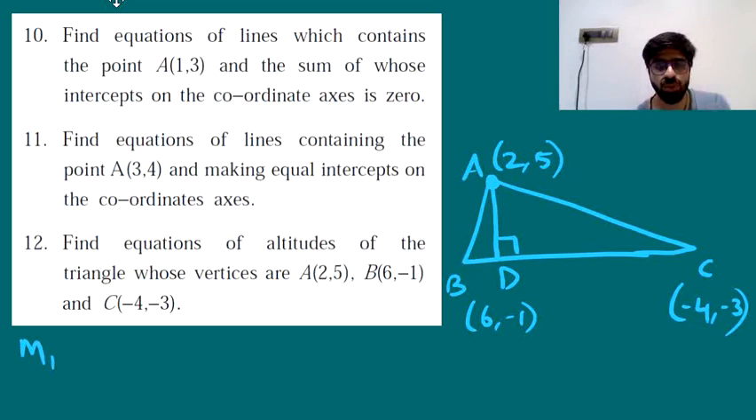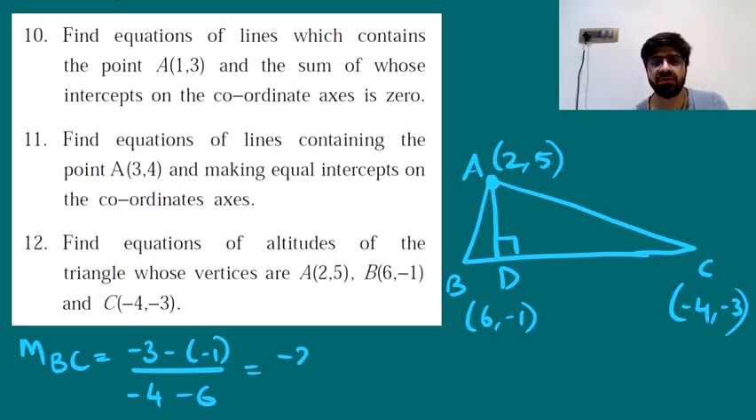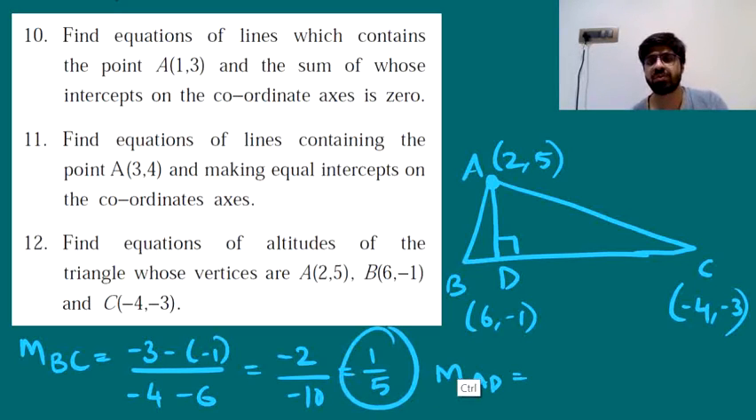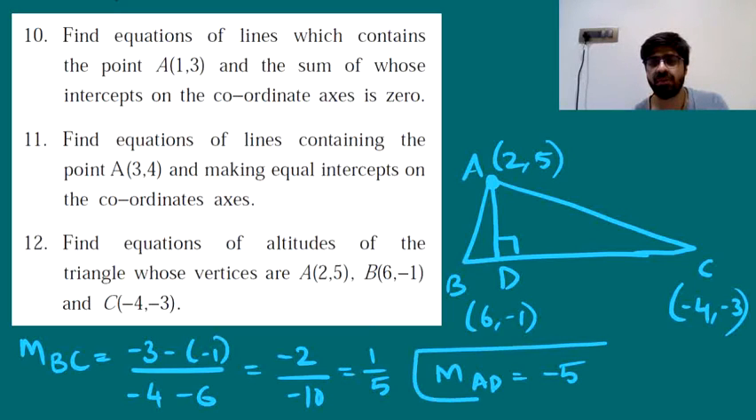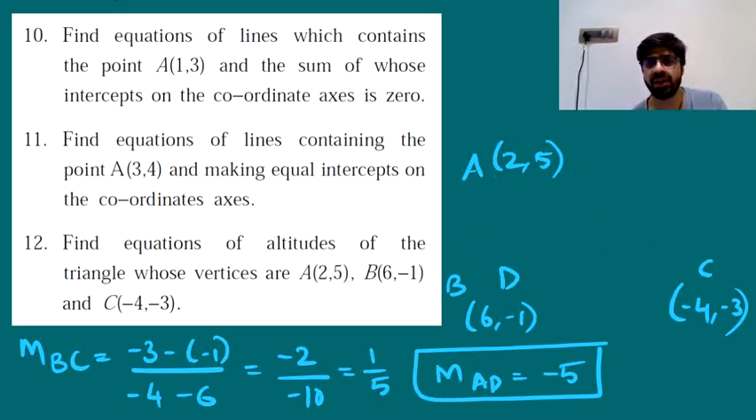So let's try to find the slope of BC. The slope of BC will be y2 minus y1, that is minus 3 minus of minus 1, divided by x2 minus x1, that is minus 4 minus 6. So this becomes minus 3 plus 1, which is minus 2, divided by the denominator, minus 10, this becomes 1 by 5. If the slope of BC is 1 by 5, we know that AD is perpendicular to BC. So the slope of AD will be the negative reciprocal of this, that is, the slope of AD will be minus 5. Now AD passes through the point A, and that is why the equation of AD will be written by the slope point form.